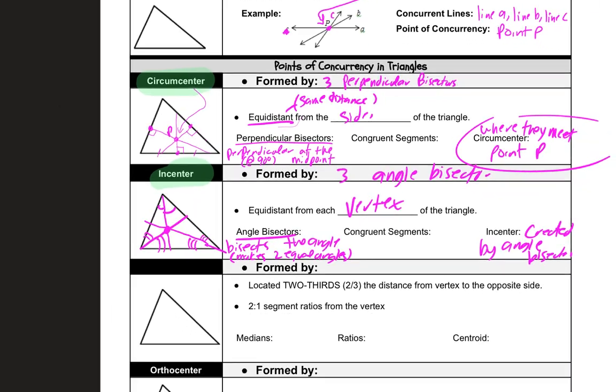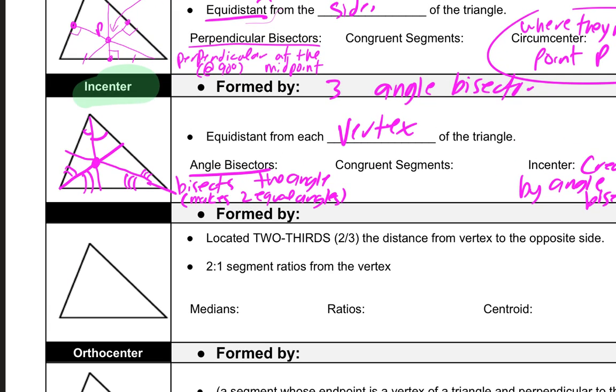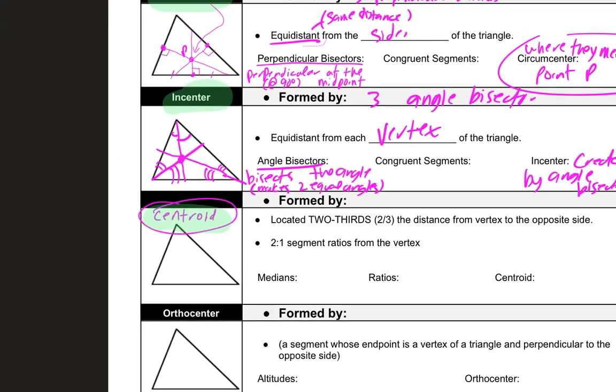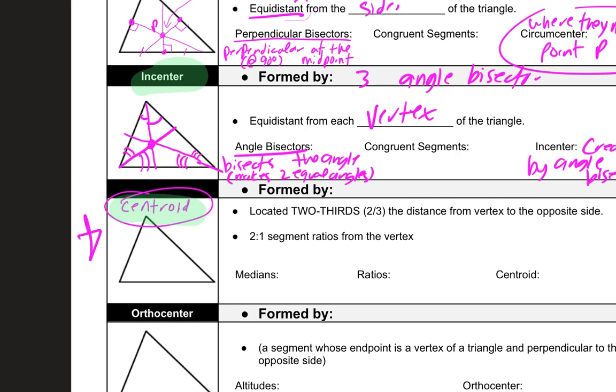Next, let's keep it moving. Third one. This one is missing right over here. This one should be called the centroid. And this is a very critical one. This is the most important one that's probably going to be tested. So we want to make sure that we really get this one and recognize that this is the crucial thing. The centroid is formed by 3 medians.